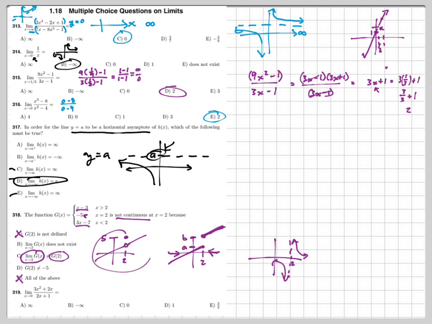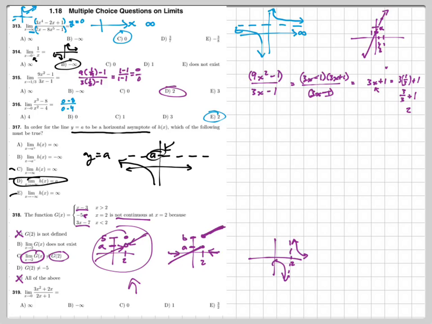Okay, now this right here is a removable discontinuity. In this case, the limit does exist at 2 because the left hand and the right hand limits are approaching the same y value. They're not approaching 5, but they are approaching whatever this value is right here. Let's call that value a. So that means the limit does exist.